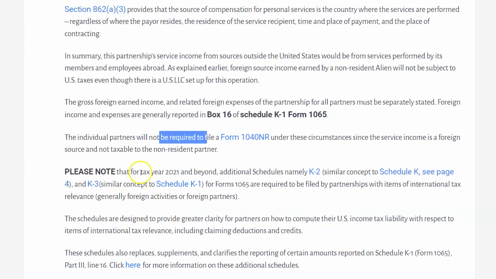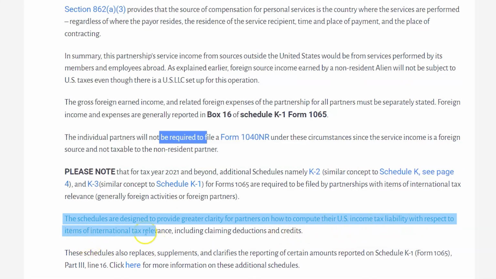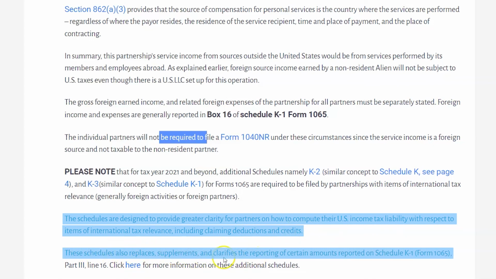Like I said earlier, for tax year 2021 and beyond, additional schedules, namely K-2 and K-3, have been added. And so it's very important that when you're filing a partnership return, you take note of those things. Now, the schedules are also designed to provide proper clarity for partners on how to compute their US income tax liability with respect to international items of tax relevance. And then these schedules also replace, supplement, clarify, and report certain amounts reported on Schedule K-1 1065 Part 3, line 16, which I have already stated.